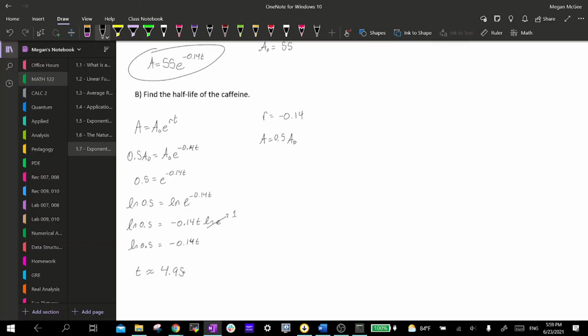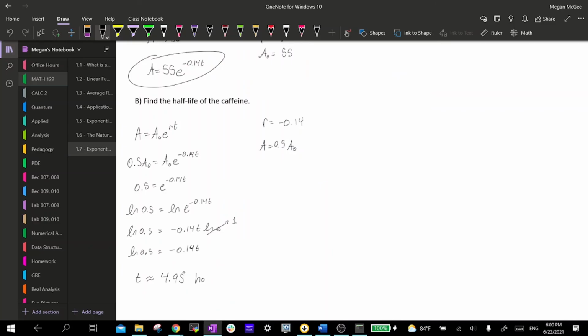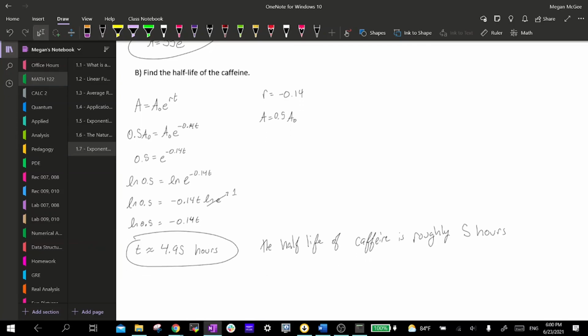4.95. Is this in hours? Leaves your body per hour. Yes, t is hours. So what does this tell us? The half-life of caffeine is roughly 5 hours. And a fun fact, I did Google this to see if it was anywhere near true, and Google says that the half-life of caffeine is 5 hours, depending on the person. So I thought that was pretty neat.